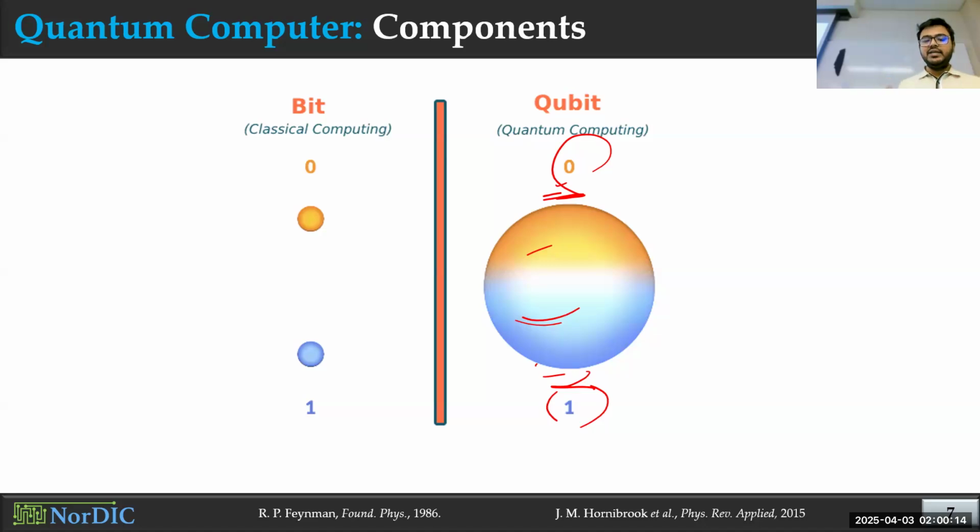That means you can be at both of these states at the same time, and you will have a probability of being at 0 and of being at 1 at the same time. Okay. So if one of the probabilities becomes 0, that means you are in the classical domain. But in most of the cases, you see that there will be a probability for both 0 and 1. That's the quantum phenomenon, and that phenomenon is known as superposition.